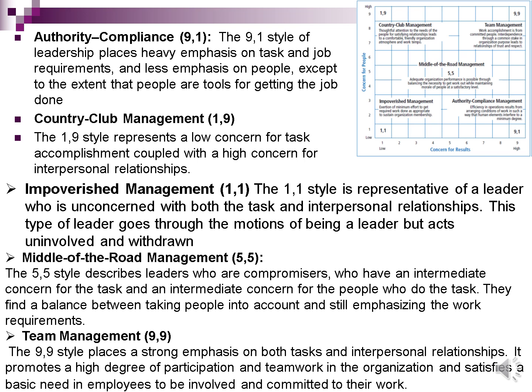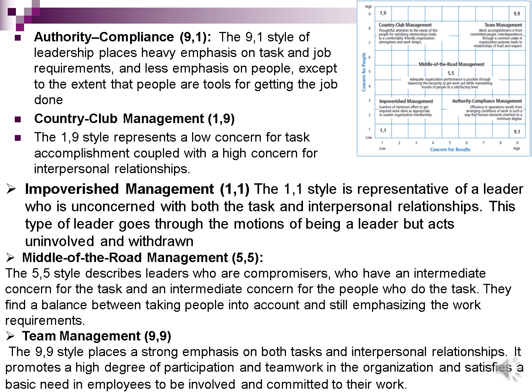But in the middle of these two, we have the 5,5 grid, in which we have a medium level of concern for results and concern for people, which they have called middle of the road management, which is a compromise between the two, a trade-off of intermediate concern for task and intermediate concern for the people who do the tasks.